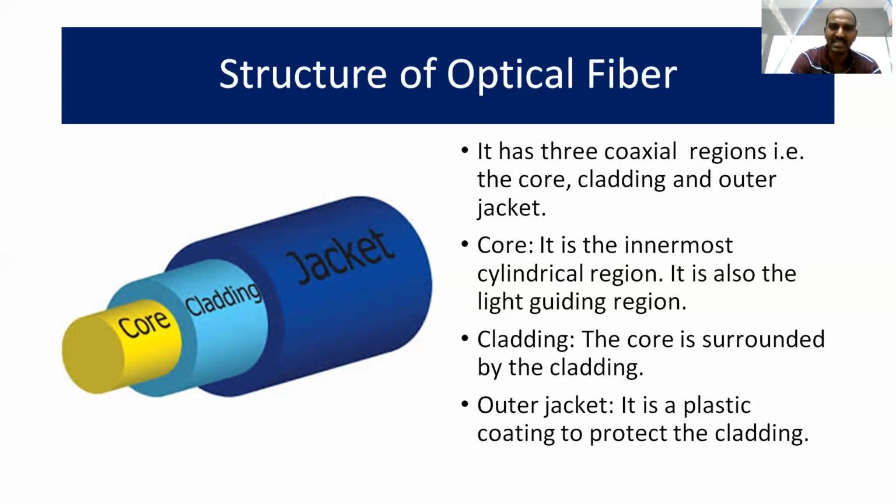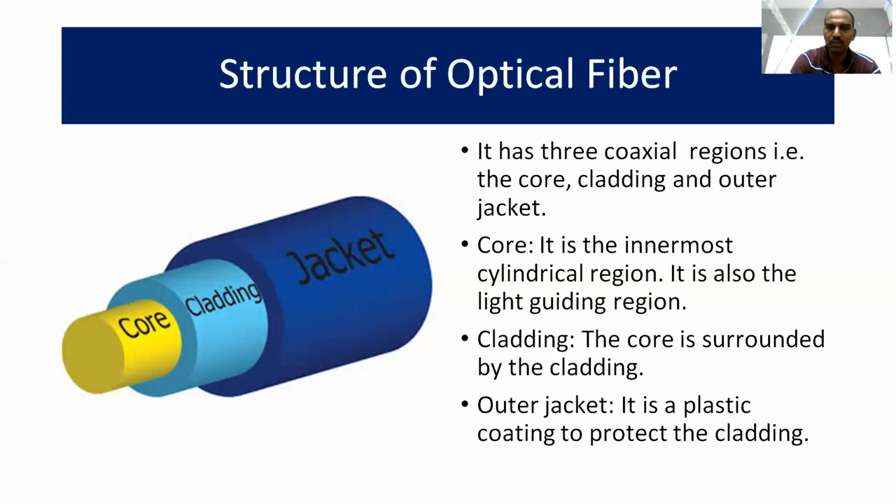The middle coaxial region, which completely covers the core region, is the cladding. The purpose of the cladding is that it restricts the light. As a result, the light is always present within the core region. At any stage, light is not allowed to come out of the core region. That is the purpose of cladding. The refractive index of the cladding is always represented with N2, and we always have to maintain the condition N1 is greater than N2. That means the refractive index of the core, N1, is always greater than the refractive index of the cladding, N2.